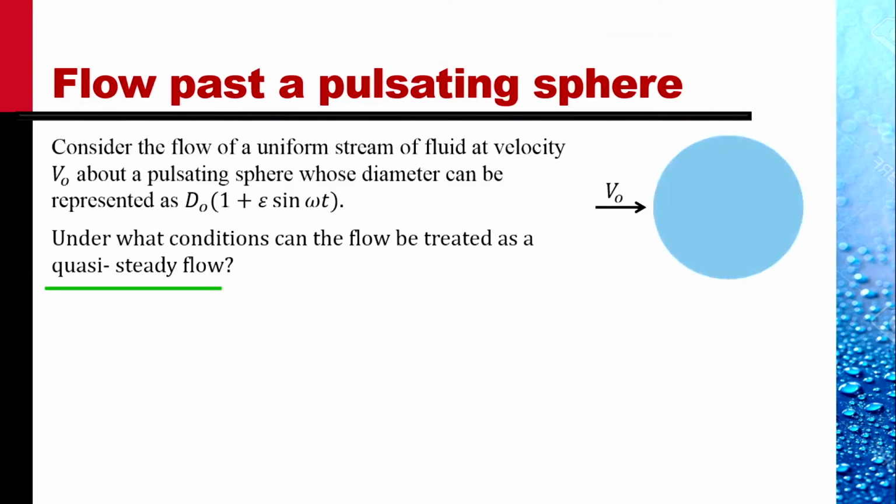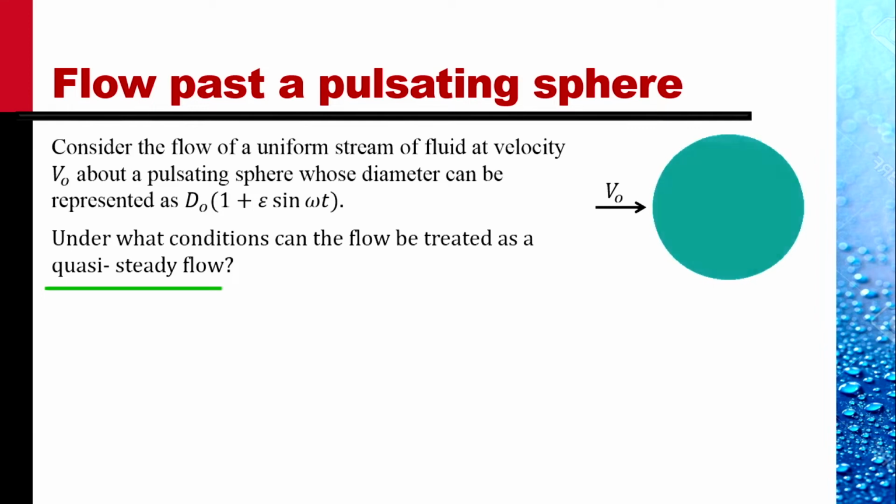Let's do another example, an interesting example of flow past a pulsating sphere. Consider the flow of a uniform stream of fluid at a velocity v0 about a pulsating sphere whose diameter can be represented as d0 into 1 plus epsilon sine omega t, where epsilon is small. Under what conditions can the flow be treated as quasi-steady flow? What would a quasi-steady flow mean in this context?